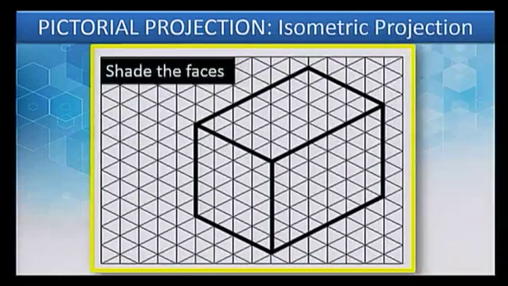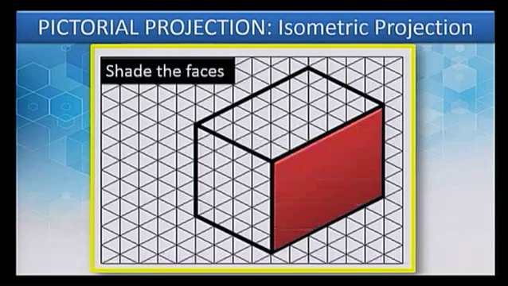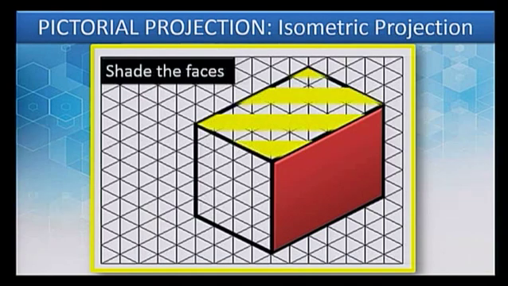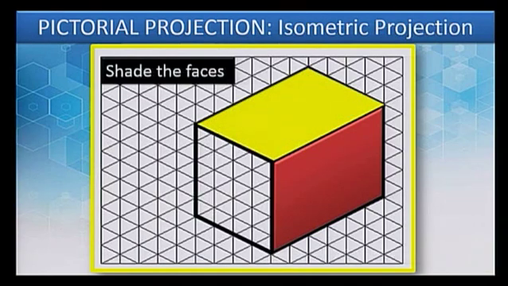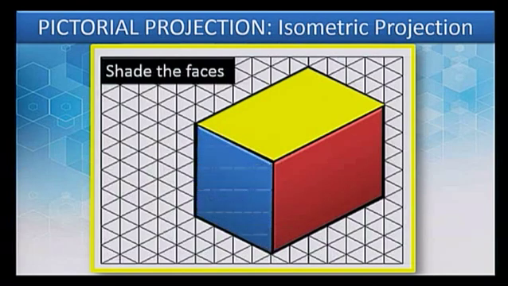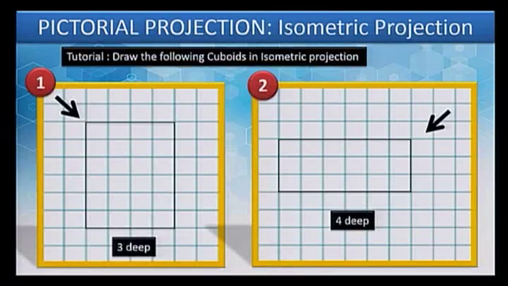You can add color to enhance your drawings. Red in the front face, yellow in the top face, and blue in the side face. I think it is quite easy to draw cuboids in isometric projection now. Here are some simple exercises that you can practice on your own. These are the solutions.